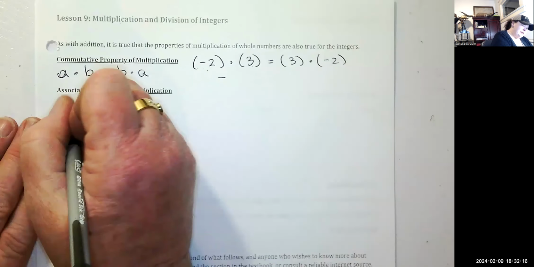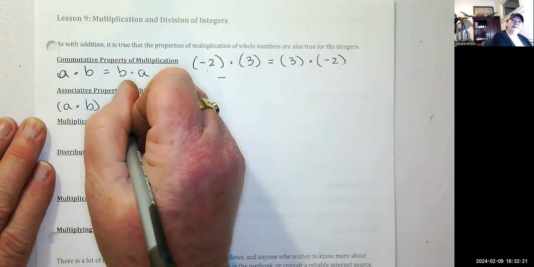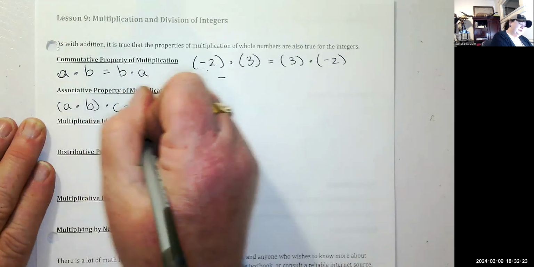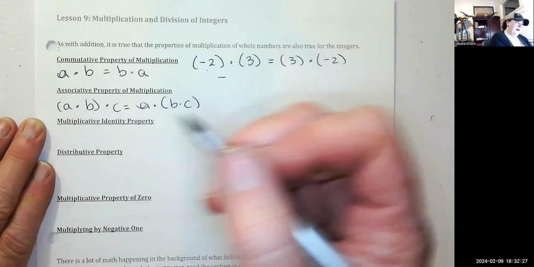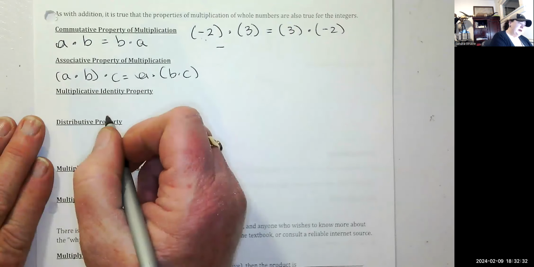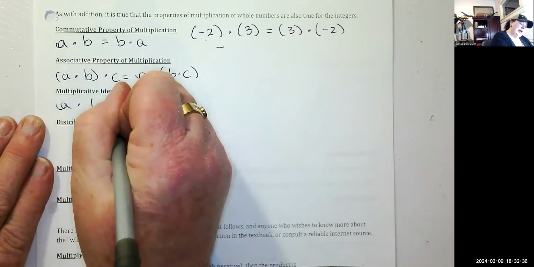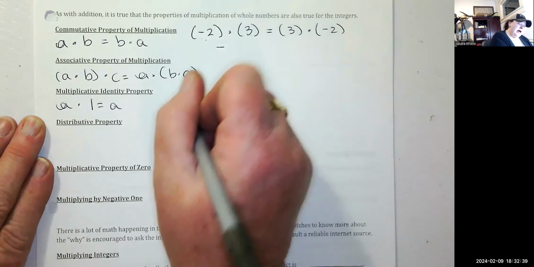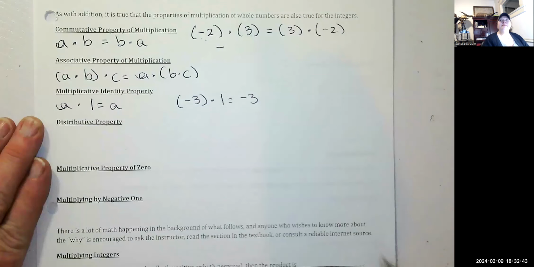The other one is the associative property, and it's a times b in parentheses times c is equal to a times b times c. Again, I'll show you another example of that when we get there. The multiplicative identity is 1 for multiplication. So a times 1 is equal to a. An example would be taking -3 times 1. That is -3. Any number times 1 is itself.